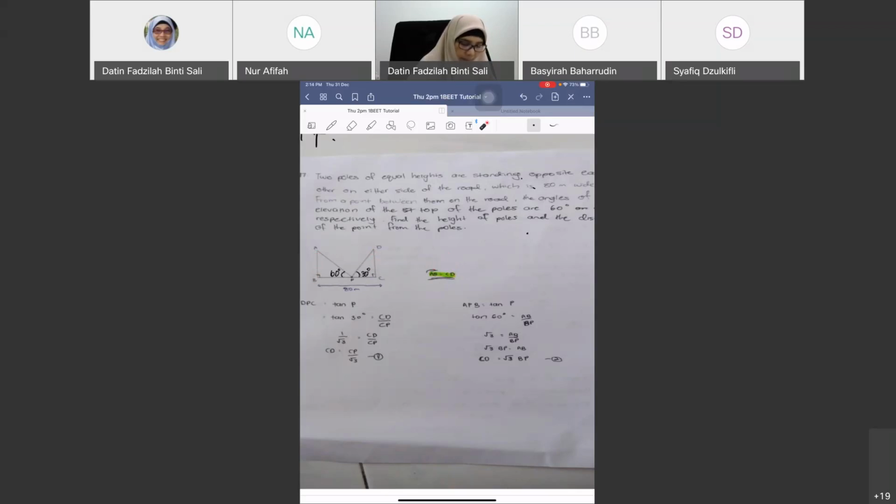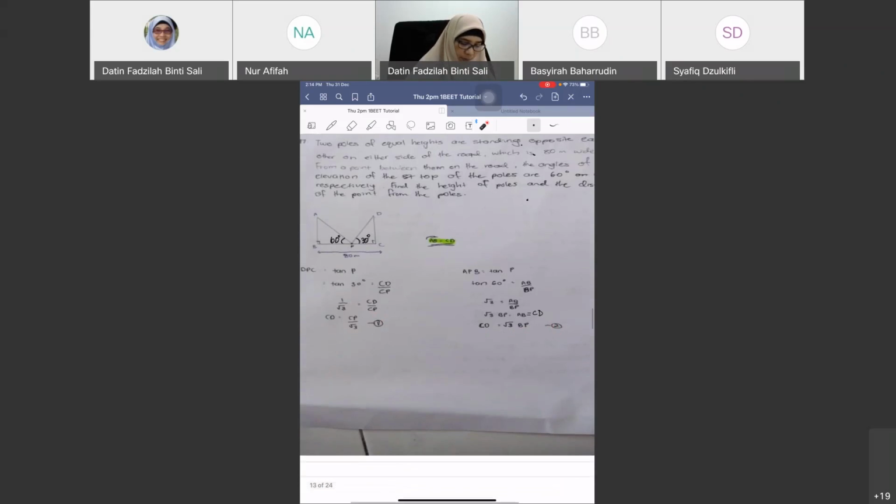Because we said that just now we want to find the poles. These are the two equal heights of the poles. So because AB equals CD, this AB can be changed also to CD. So then you have another equation there, which is CD equal to root 3 times BP. So this is equation 1. This is equation 2. Then what you need to do, you just equate them.